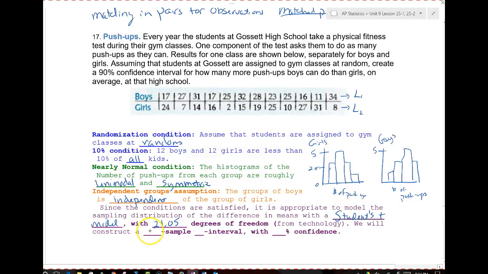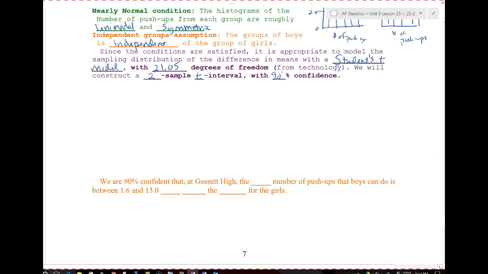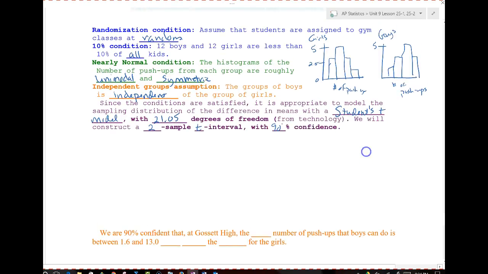We'll construct a 2-sample t interval, and I think they asked us to do a 90% confidence interval on this one. All right, so let's do the work real quick behind this. If you're doing this quickly, if you've already done what we're doing, you should have put the 2 lists, okay? So you're going to make 2 lists.